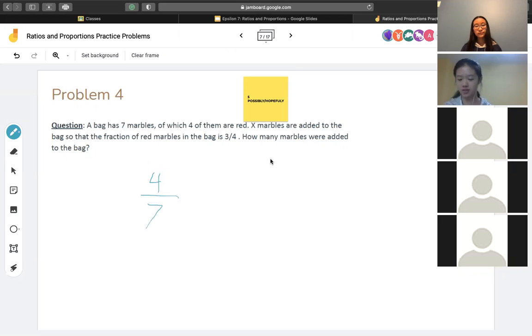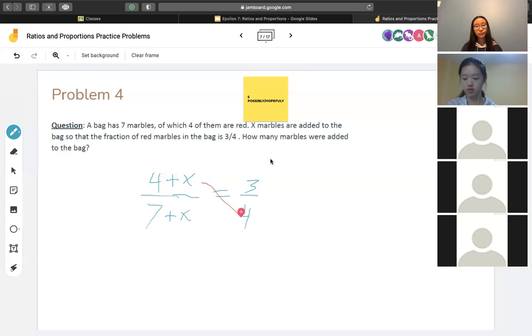I don't know if I made this question clear or not, but the x marbles added were red. So that would mean the red marbles would have x added to them, and that would also mean total marbles would have x added to them. So then this should be equal to 3/4. And that's how you set up a proportion. Then you can cross multiply because that would be the easiest method.